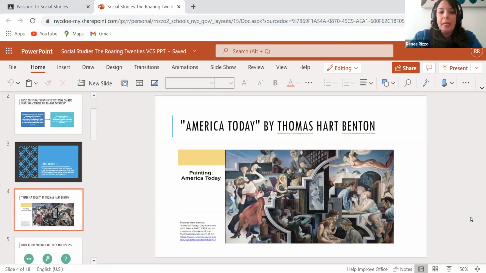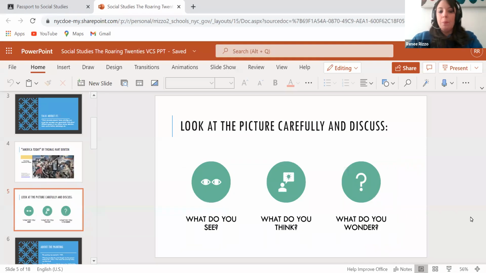So, this is a painting by Thomas Hart Benton called America Today. So, you can pause, flip back to the painting, and discuss: what do you see? What do you think? And what do you wonder?